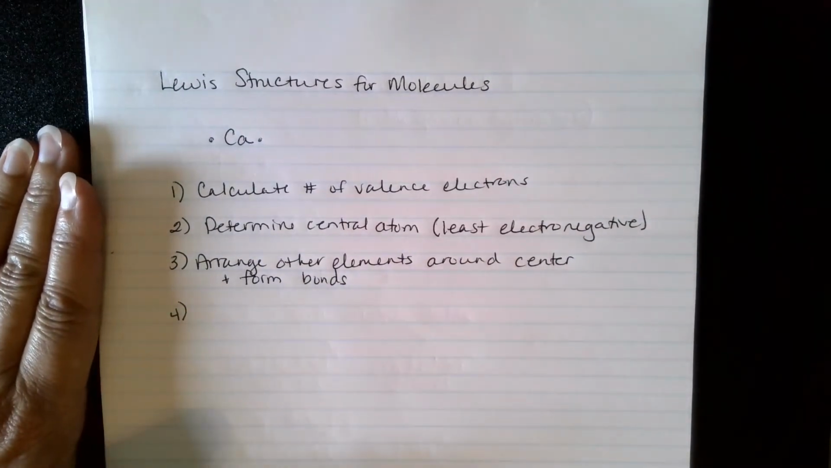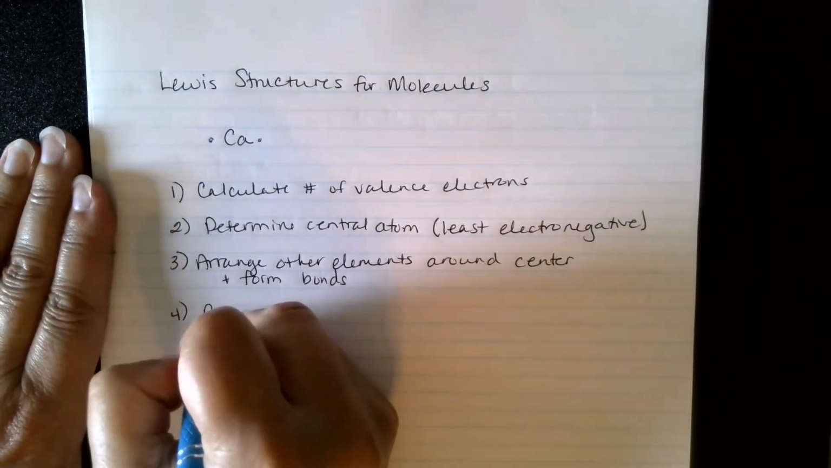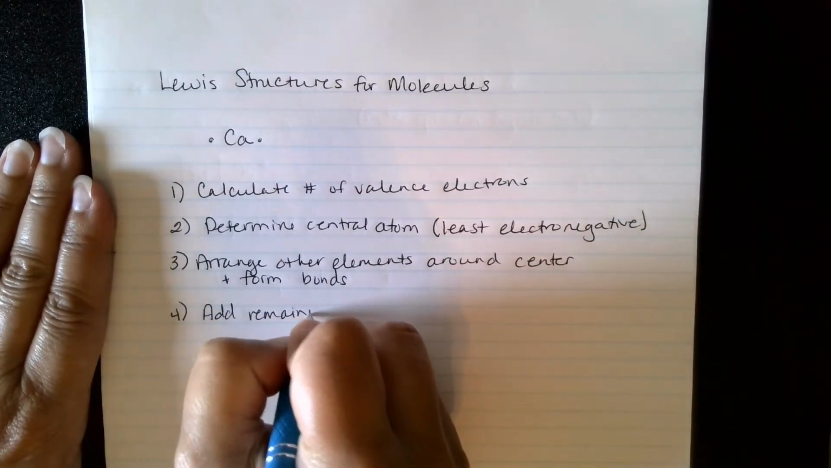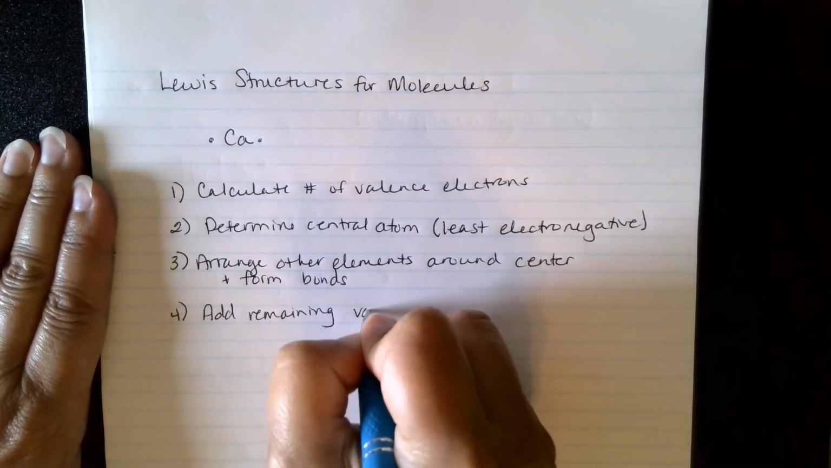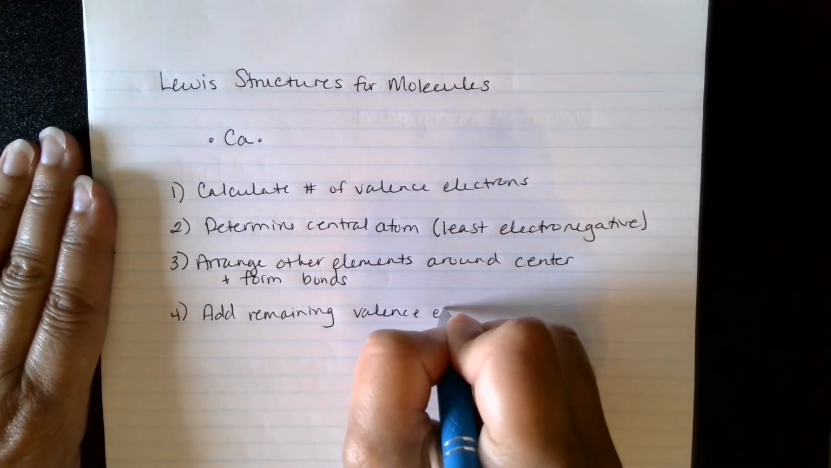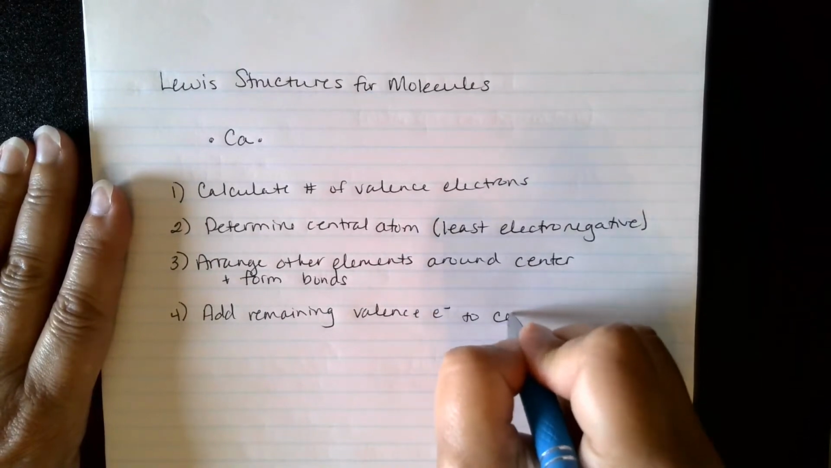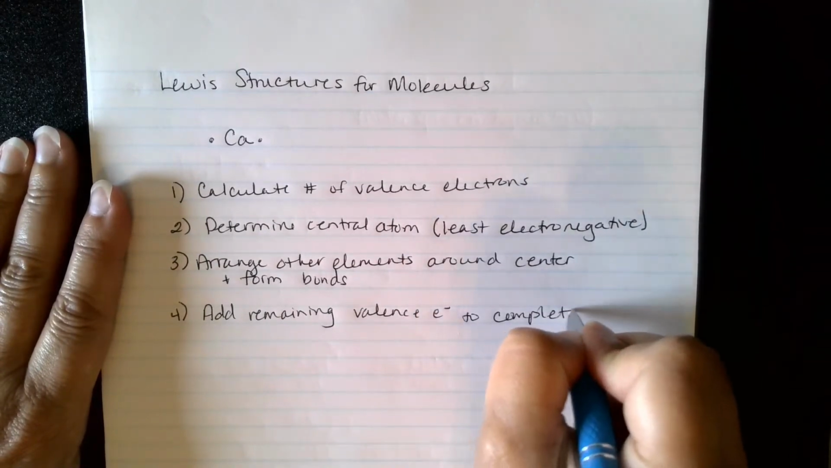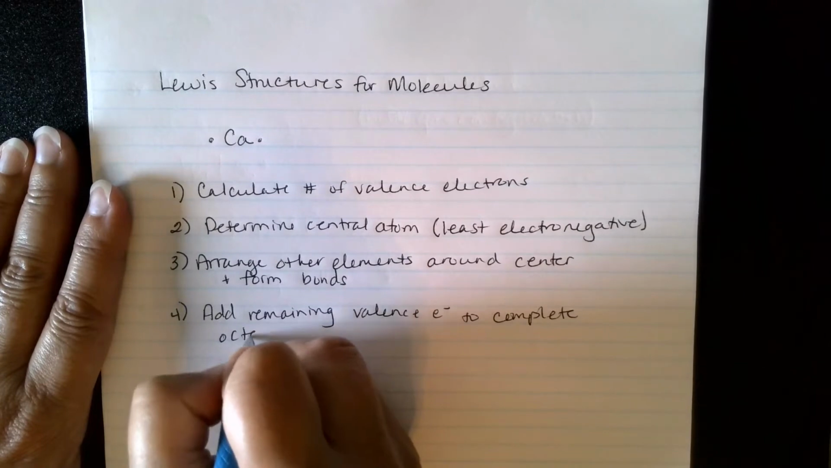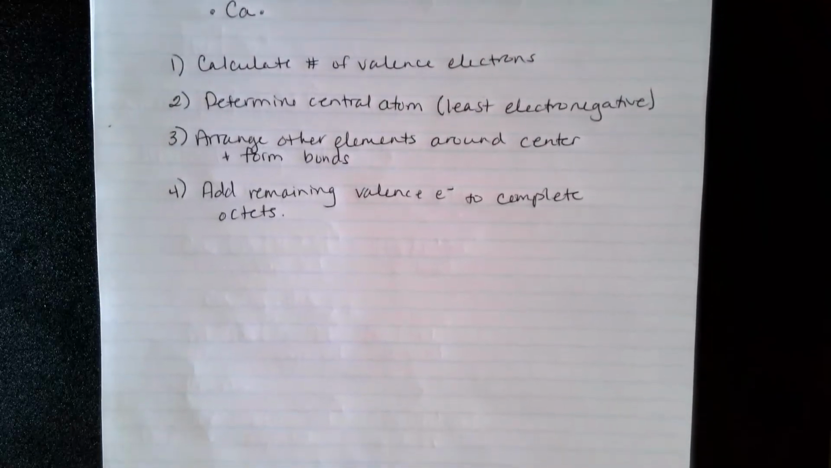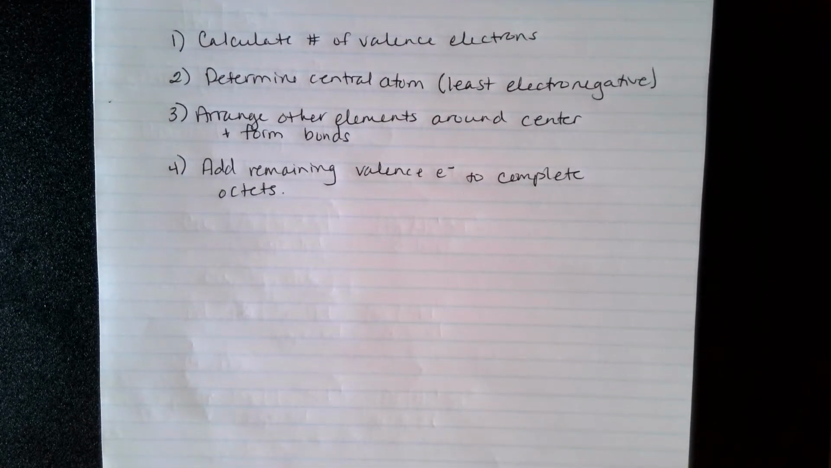Okay, the next thing you want to do is add the remaining electrons to complete the octets. And then you're going to check to make sure that you have all the available electrons and you don't have too many or too few.